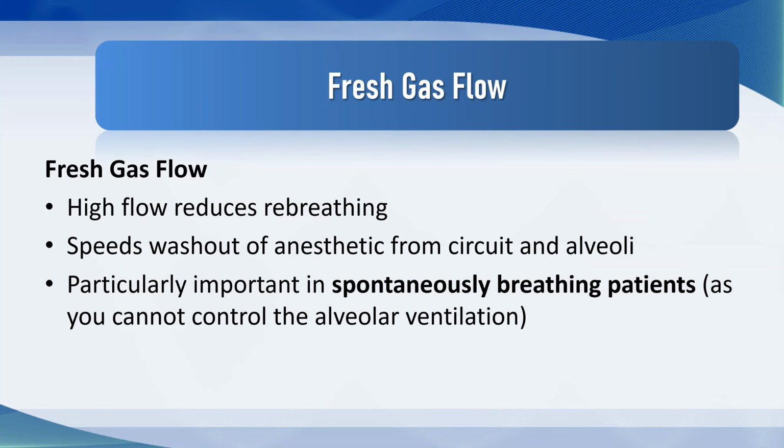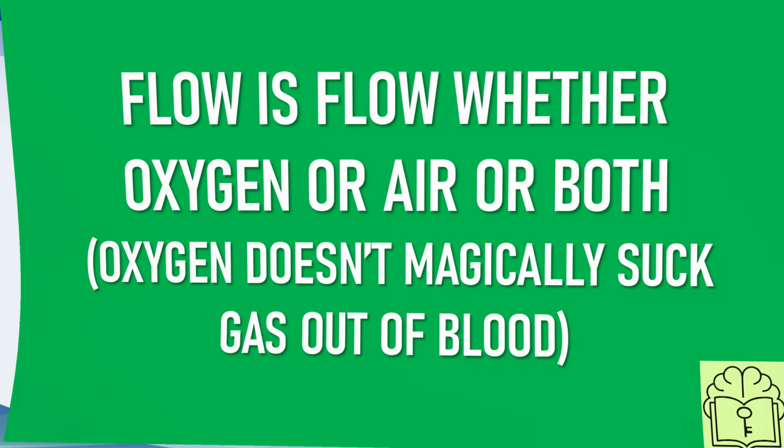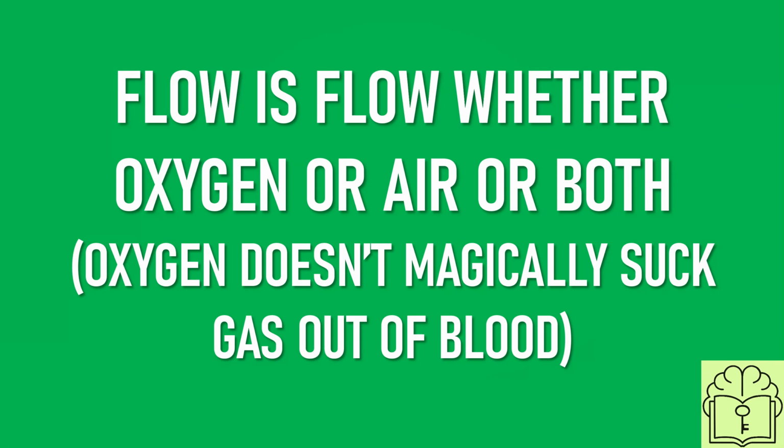So high fresh gas flow reduces rebreathing. It speeds the washout of anesthetic from the circuit to the alveoli. And this is particularly important in spontaneously breathing patients, as you cannot control those patients' alveolar ventilation. What gas should you apply at the end of the operation in order to increase flow? The gas you should use is the gas you use during the operation for the most part. If you're giving an oxygen and air mix, just increase the flow of the oxygen and air mix. And flow is flow, whether oxygen or air or both are administered.